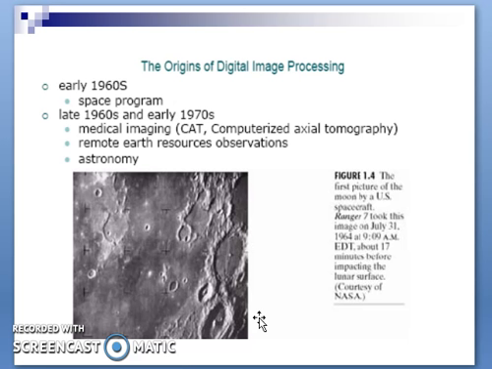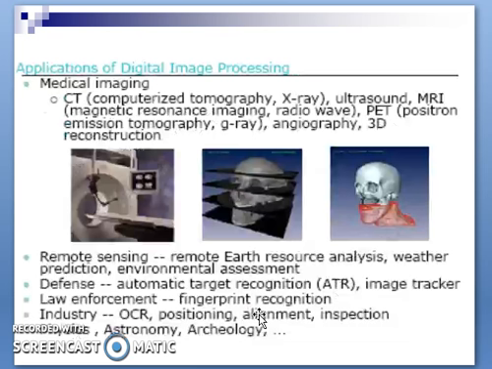The origin of digital image processing was in the early 1960s for the space program, and later, after the 1960s and 70s, came medical imaging, CAT, computerized axial tomography, and remote earth resources observations and astronomy.